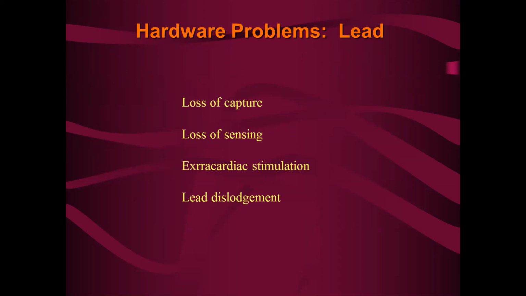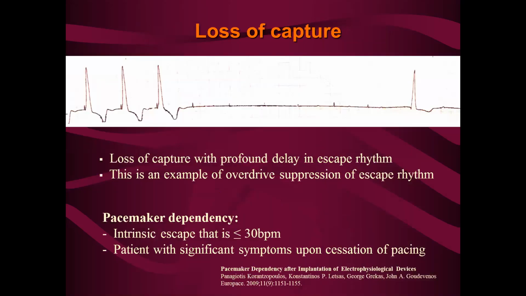So you can encounter problems with capture. It may not be capturing or it may not be sensing well. It could also be where the lead is positioned, that in addition to pacing the heart muscle tissue, it could also be pacing some extra cardiac tissue as well. And then a not so common problem is lead dislodgement. A capture problem is significant because if the pacemaker is not capturing, it could lead to a delay in escape rhythm or no escape rhythm.